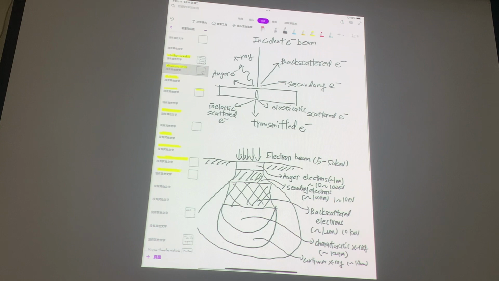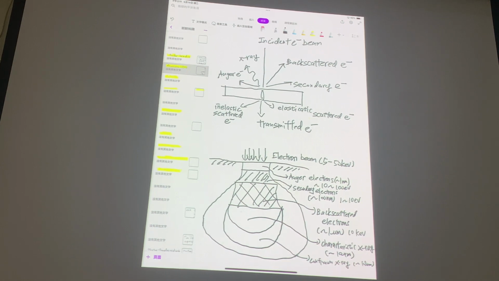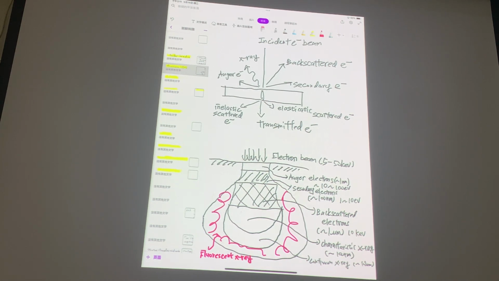Now, the information around this area is what we call the fluorescent X-ray. It's of less interest. Mostly we don't really care, but it depends on your research. This again is also about 10 micrometers.